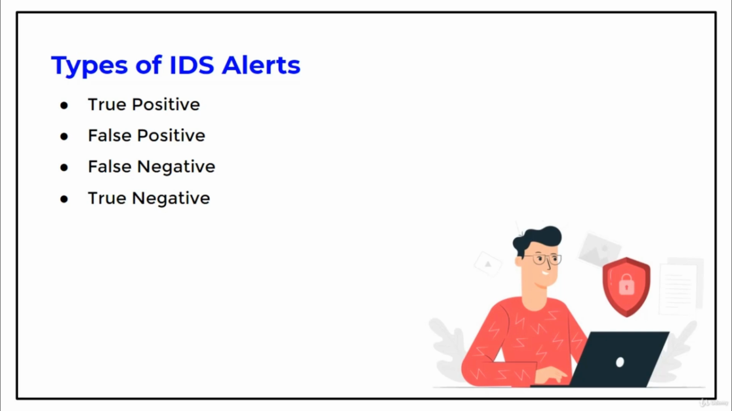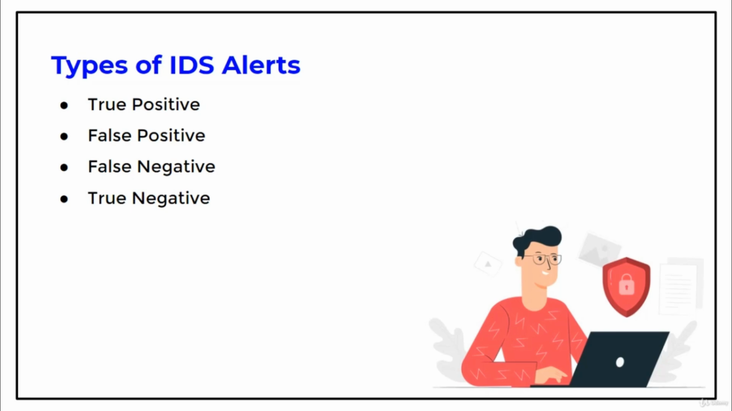False positive: an IDS raises an alarm when no attack has taken place, which means there was no attack or no malicious file, still IDS gives an alert. So false stands for attack, positive stands for alert. False negative: an IDS does not raise an alarm when a legitimate attack has taken place, which means there was an attack but there was no alert. And true negative is an IDS does not raise an alarm when an attack has not taken place.